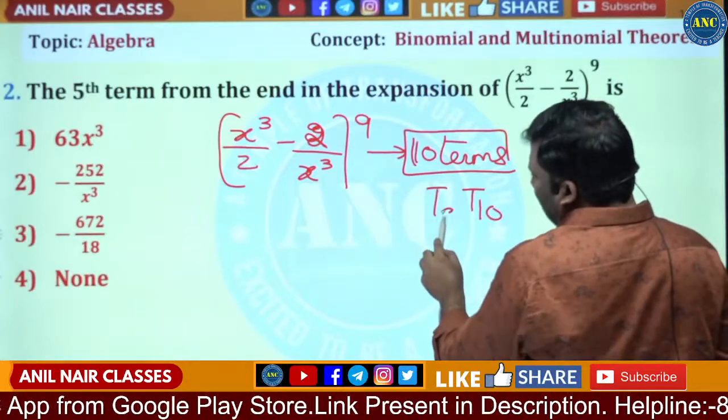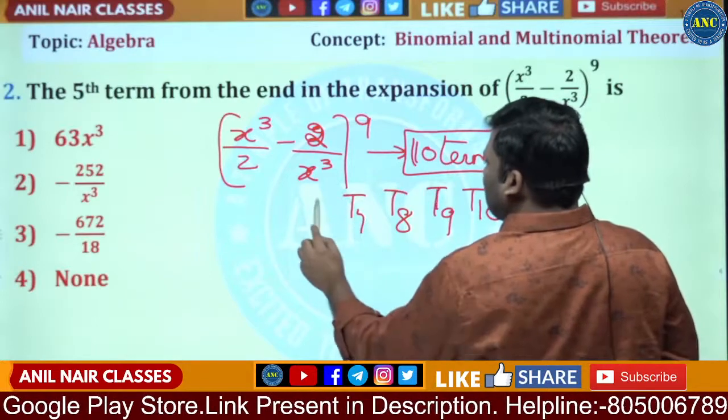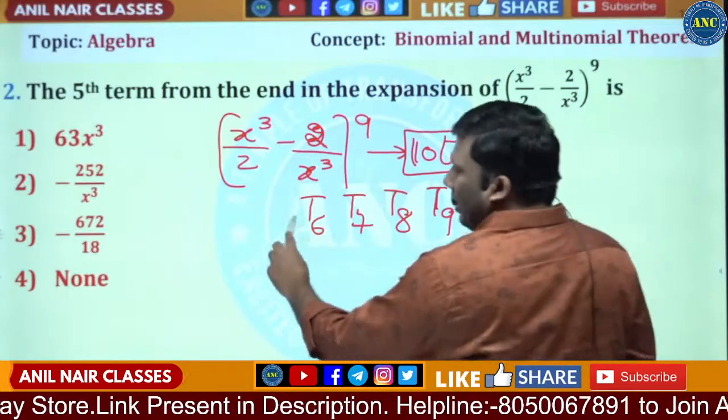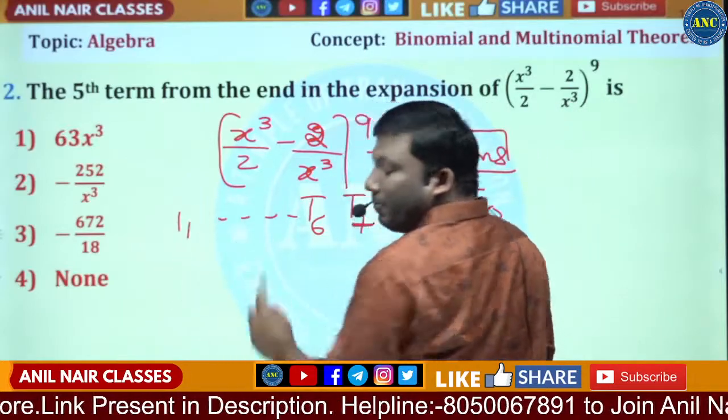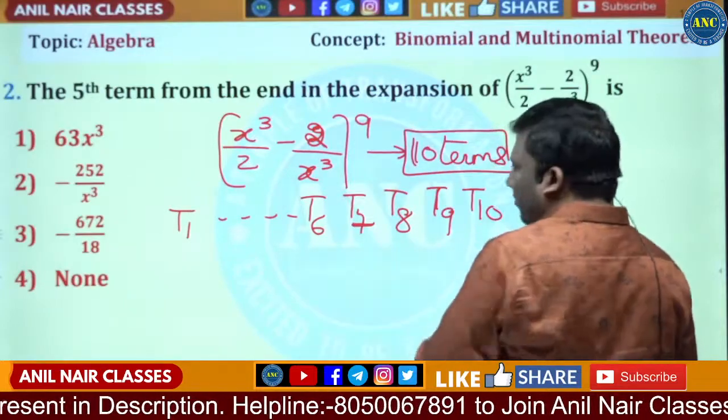Next it will be T9. Next it will be T8. Next it will be T7. Next it will be T6, and so on up to T1. If the power is 9, totally 10 terms I will get, and the 10 terms are from 1 to 10.